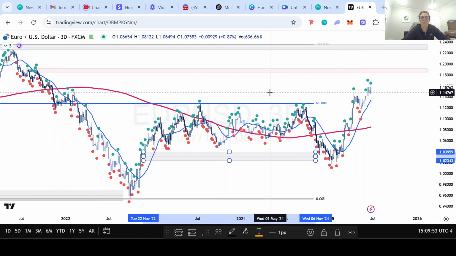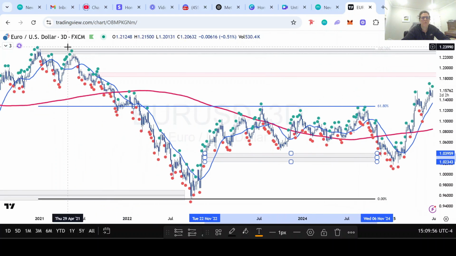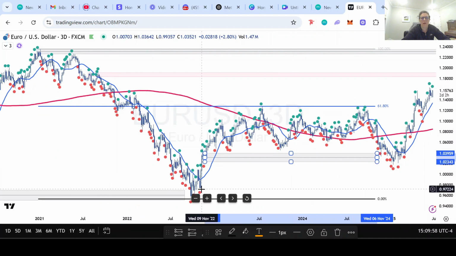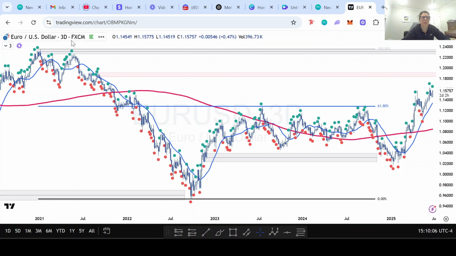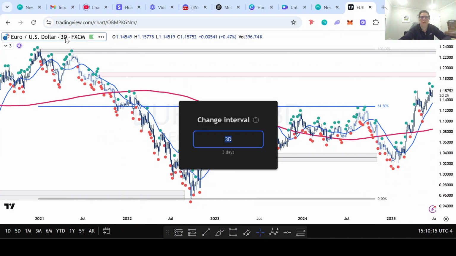So at the moment, now that we've broken out of this range, this internal range that's been forming for a couple of years, we're back to looking at the liquidity on this range. And because it's quite large, it can be handy to drop down to the 1 week.